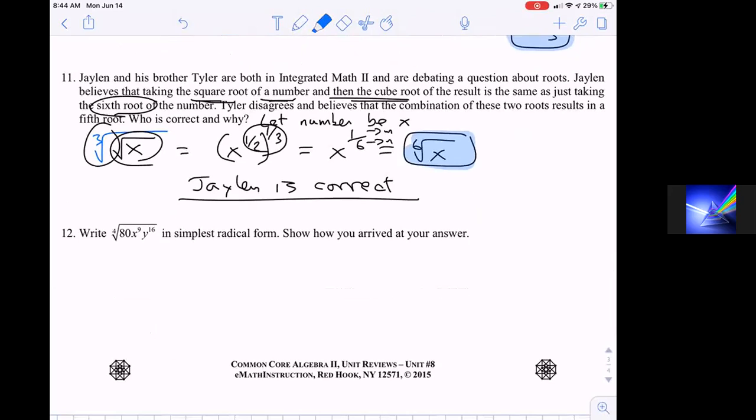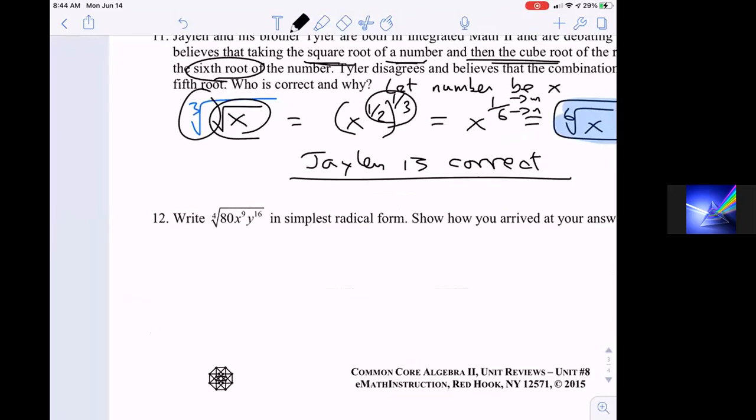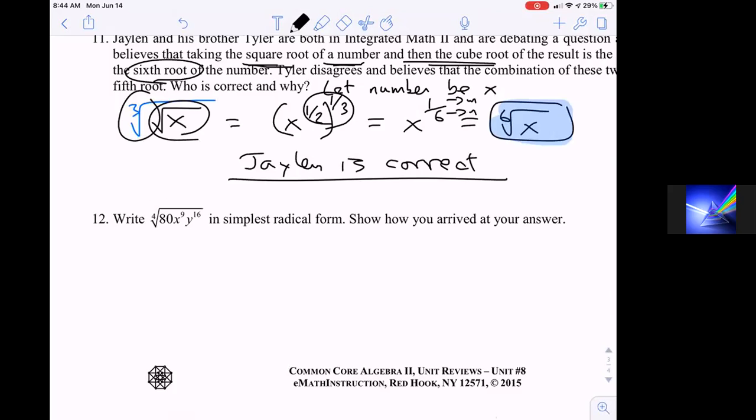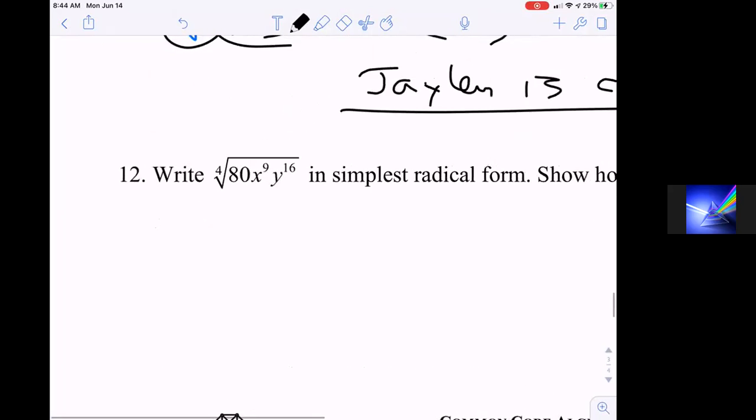Okay, and lastly, write the 4th root of 80 times x to the 9th power times y to the 16th power in simplest radical form. Now, to do 4th roots, make sure you have your list of perfect 4th powers. Well, the 4th root of 16, for instance, is 2. The 4th root of 81, for instance, is 3. And that's really the only two you have to know.